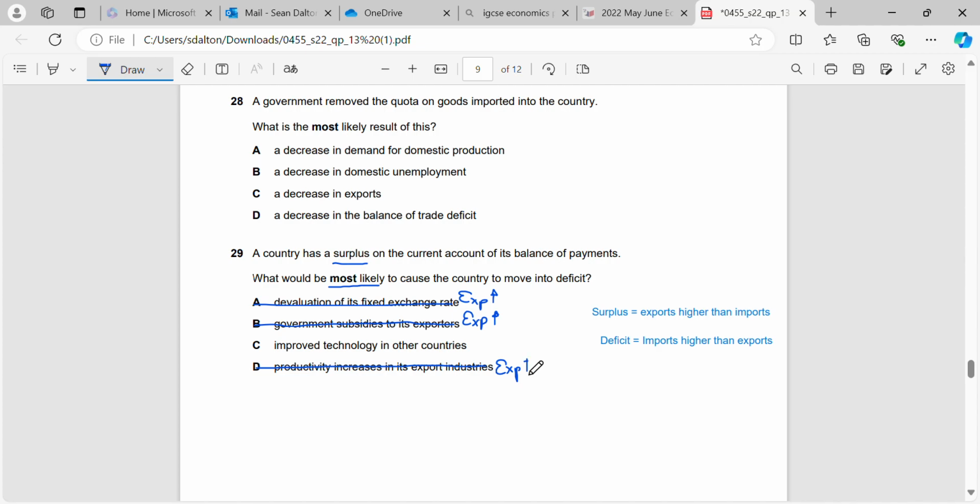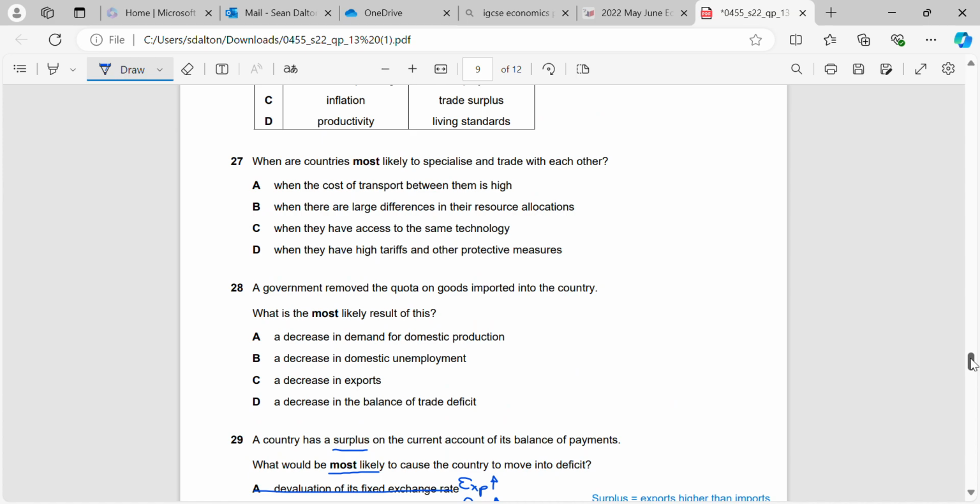However, for C, if the technology in other countries gets better, what's going to happen? They're going to be more productive, and because of that, people in our country are going to buy more imports from them. So when the technology in other countries gets better, that's going to result in us buying more imports from other countries. Okay, 28 is a QP11 question. Go to that video for the explanation. Question paper 11, 2022, May or June.